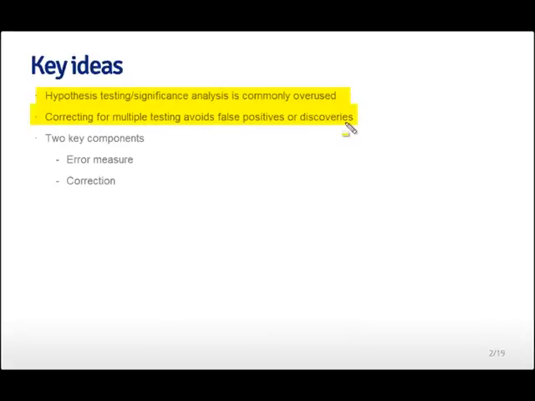So what we would like to do is correct for multiple testing to avoid false positives or false discoveries when performing analyses with many variables. There are two key components to multiple testing corrections. First, a definition of an error measure that you would like to control, and then a definition of a correction, or a statistical method, that's used to control that error measure.